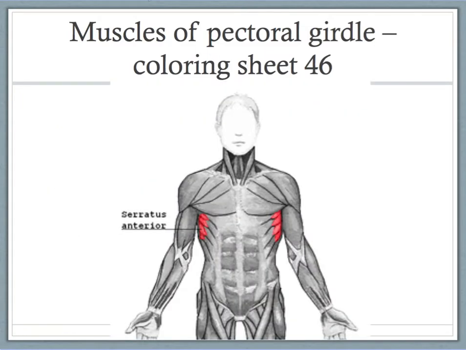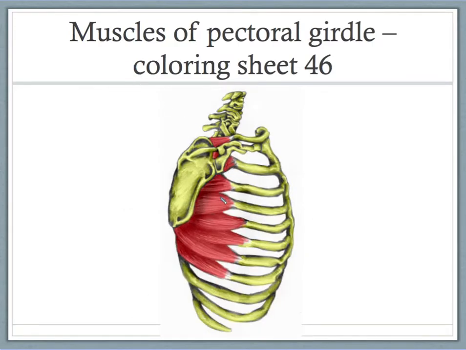If we look at these, your serratus anterior are here. This looks like a serrated knife, where they get their name from. So it's going to pull the scapula in this direction, towards the front. Again, same thing. You can see the muscles here. When they contract, they're going to shorten and pull this direction. So it pulls your scapula forward.